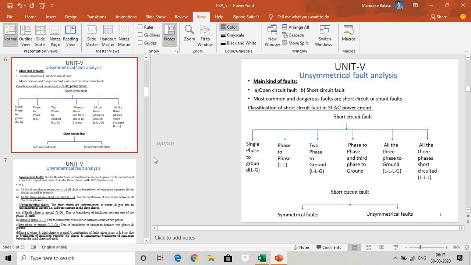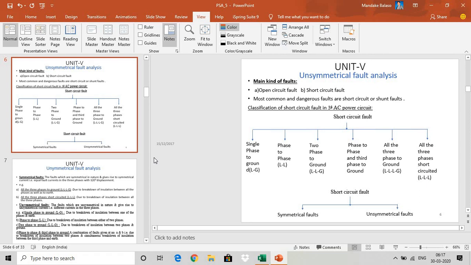Then the next type of fault is the combination of LG and double L type of fault, that is phase to phase and third phase to ground fault. So what happens in this case? In this case, the two conductors of two phases come in contact with each other, as well as the third phase is in contact with the ground.